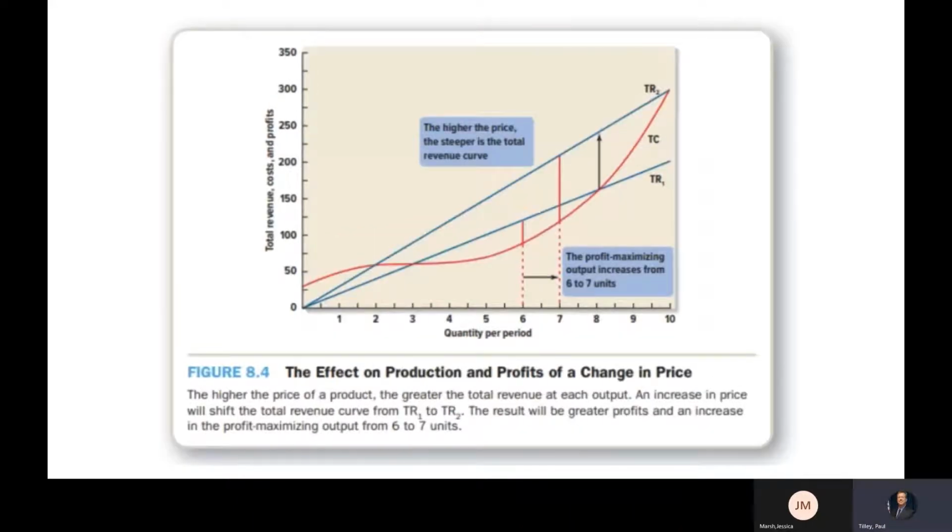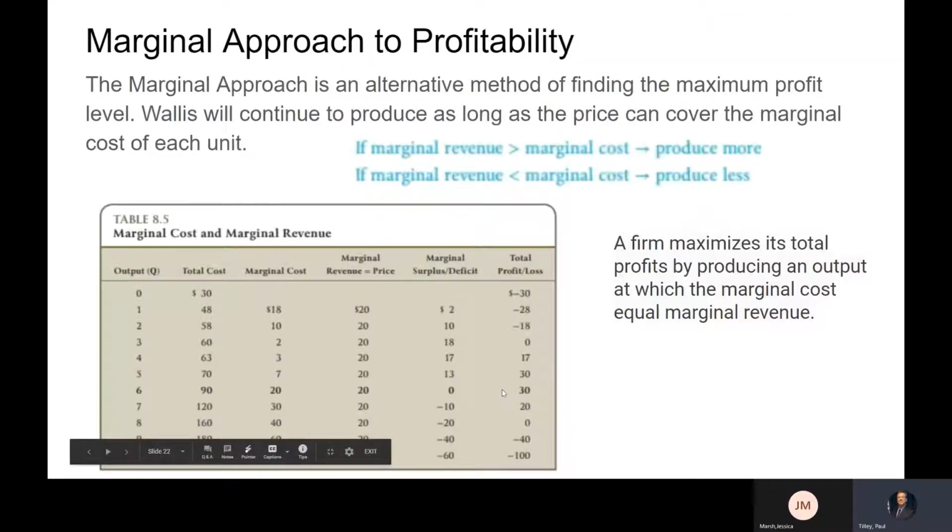We can see the effect of production on profits, and as we produce more, we'll see how that affects profits, and we can read that right off the chart again. We've also got another approach, which is called the marginal approach to profitability, and effectively what we're looking at is our marginal revenue. As we sell more products, is our marginal revenue, or extra revenue, going up? Yes, it is. We'll get $20 on each extra one.